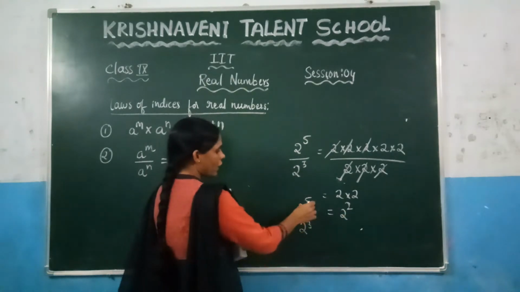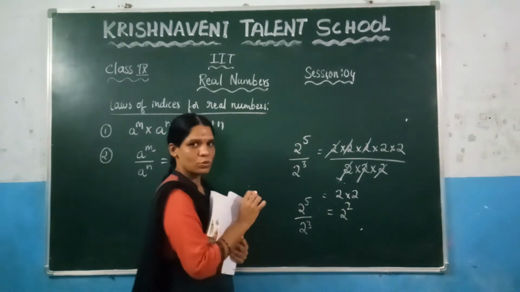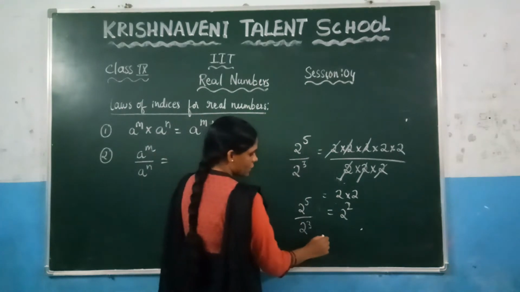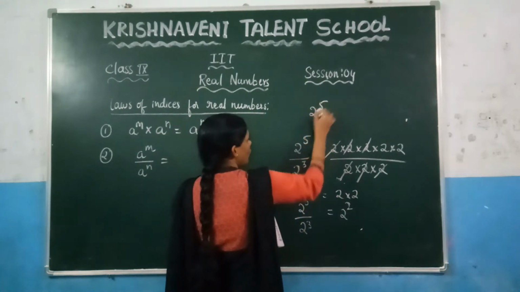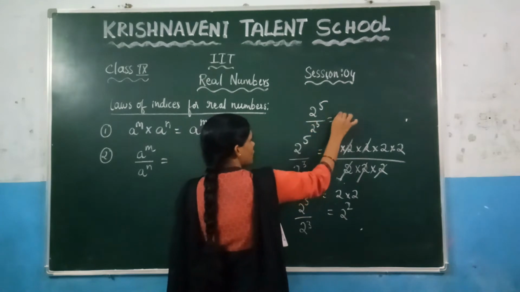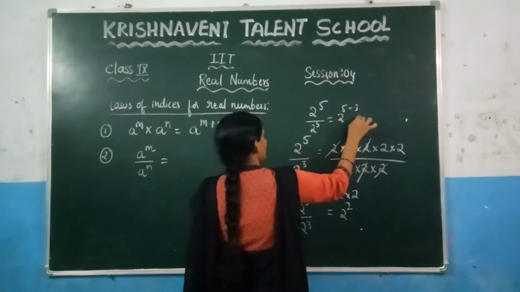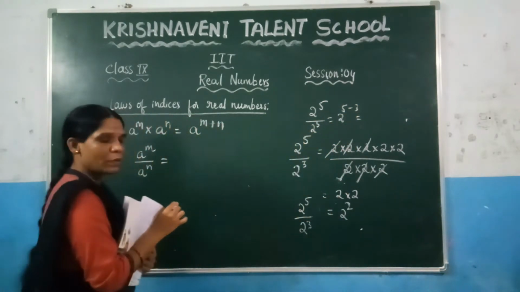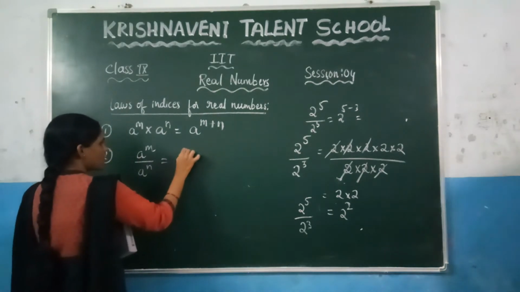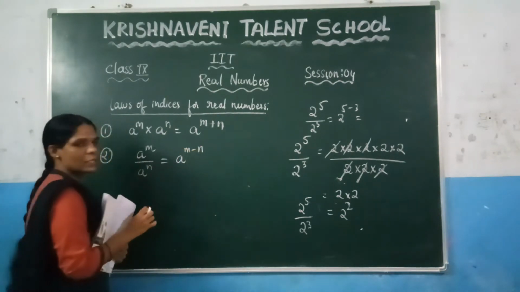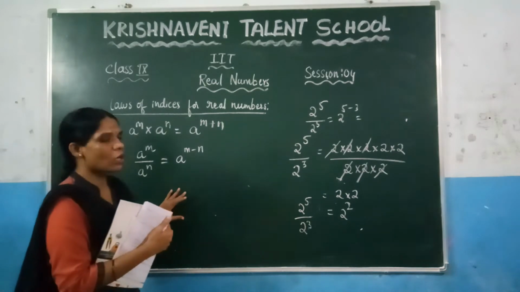So here, 5 minus 3, you know that 5 minus 3 is 2. So you can derive this one as if you have given 2 power 5 by 2 cube, you just need to subtract the powers. So what will be the formula for a power m by a power n? Just subtract the powers, which is a power m minus n. This is the next law of exponent.